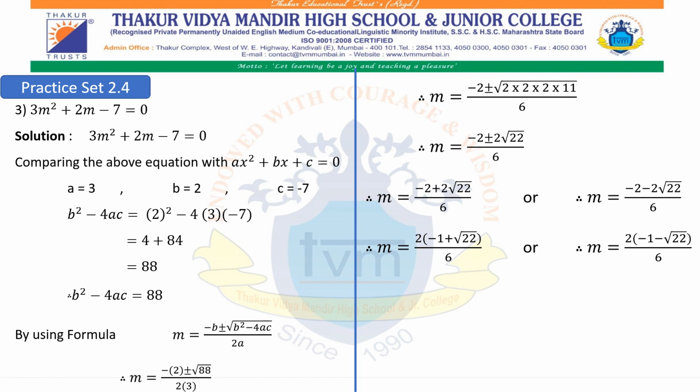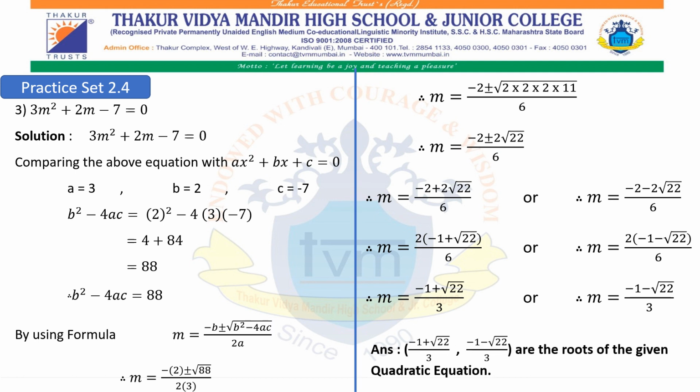In both the equations 2 and 6 can be cancelled by 2's table and we will get minus 1 plus root 22 upon 3 or minus 1 minus root 22 upon 3. This will be the final answer and we will write it as minus 1 plus root 22 upon 3 or minus 1 minus root 22 upon 3 are the roots of the given quadratic equation.